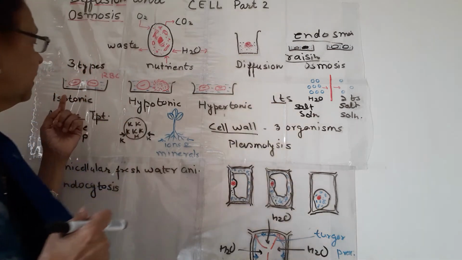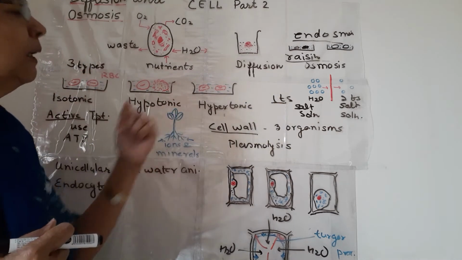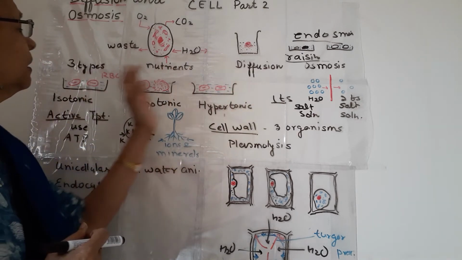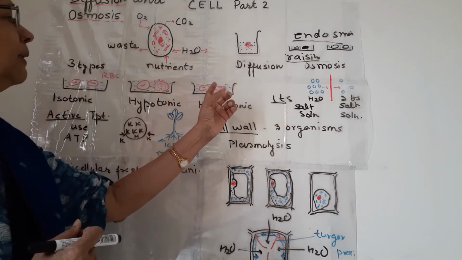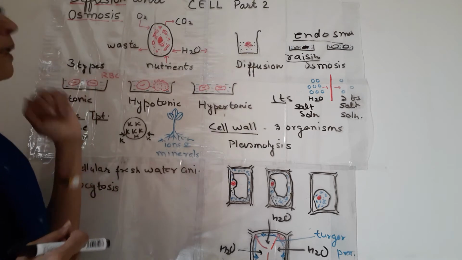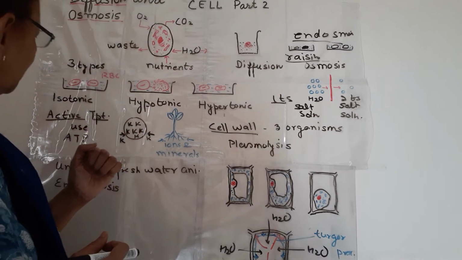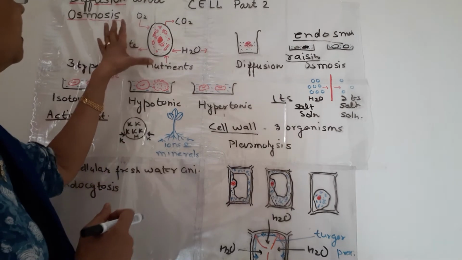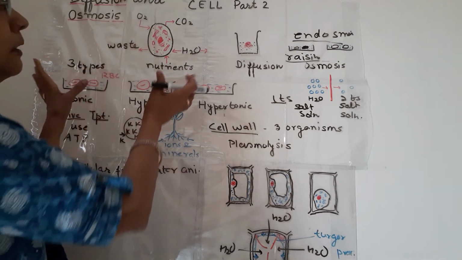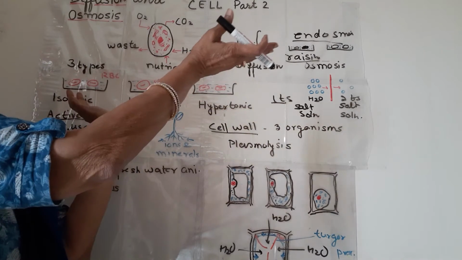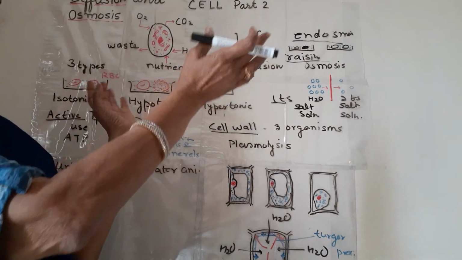So these are three: iso, hypo and hypertonic medium, and osmosis is dependent on the outer medium of the cell. So this is with animal cell. So these diffusion and osmosis, that we have studied till now, occur naturally.